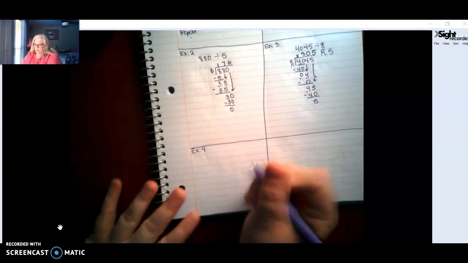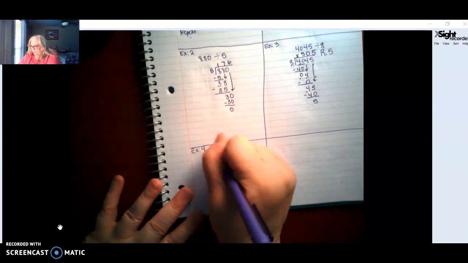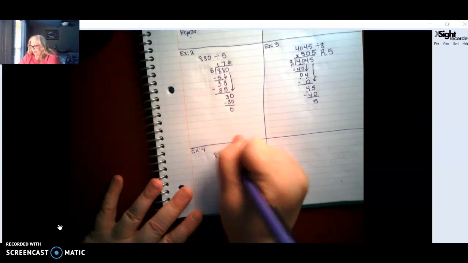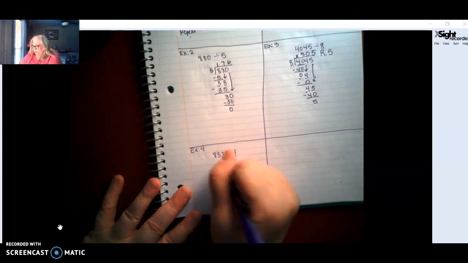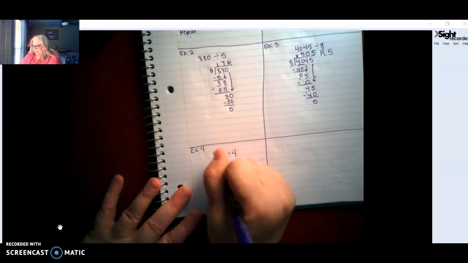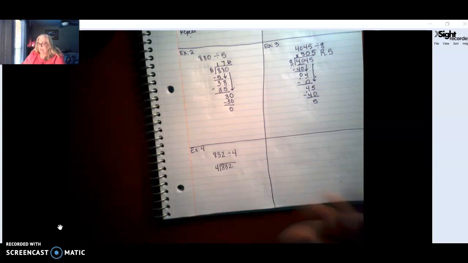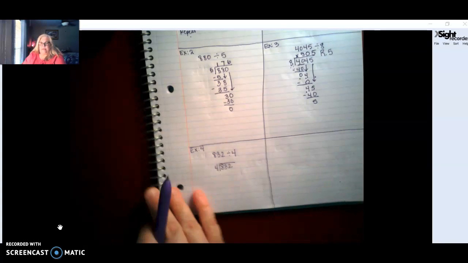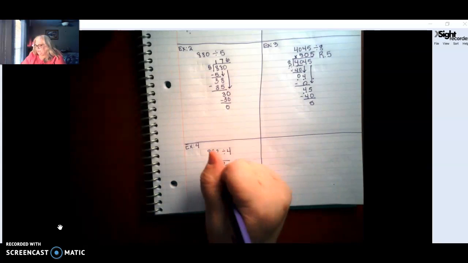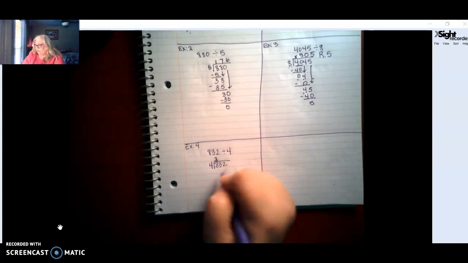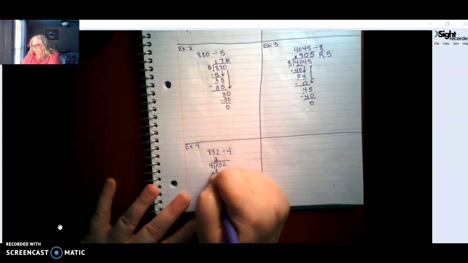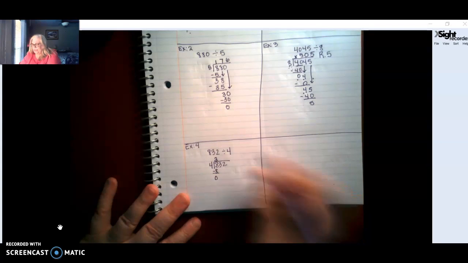Okay, problem number 4, 832 divided by 4. 832 goes in the house because it's the first number, divided by 4. How many times does 4 go into 8 without going over? Goes in 2 times. I multiply. 2 times 4 is 8. I subtract. 8 minus 8 is 0. I check and bring down.